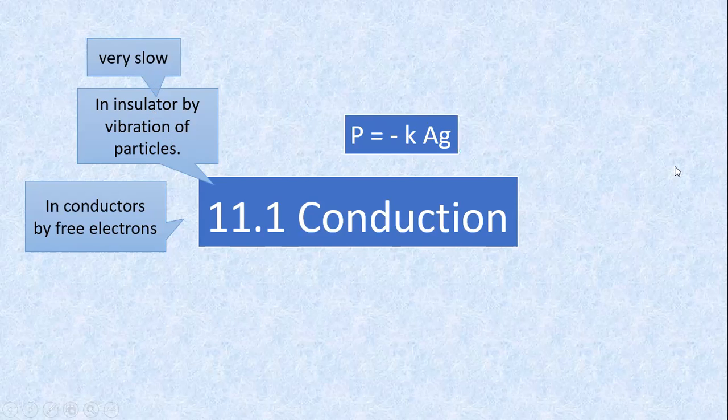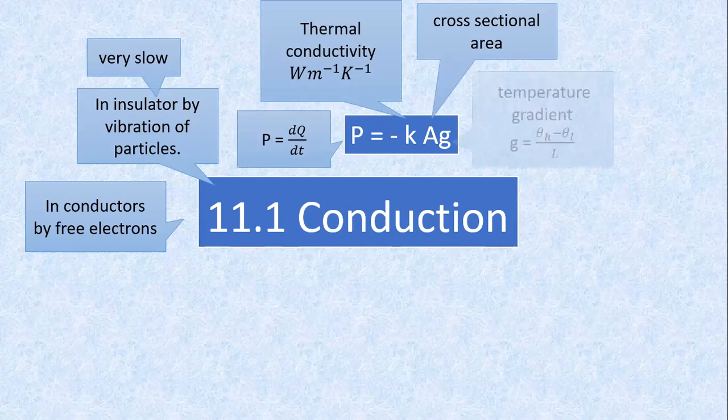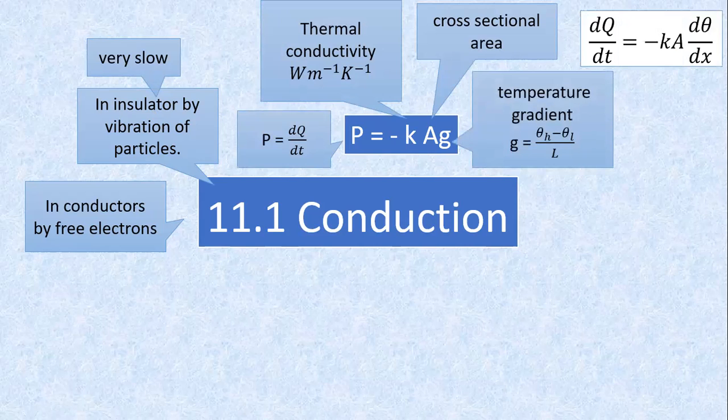And that's the formula. So you need to memorize what is P, what is the unit for conductivity, what is A, the cross-section area, and what is the temperature gradient, or whichever formula you prefer. Right? I prefer this one, easier to remember.